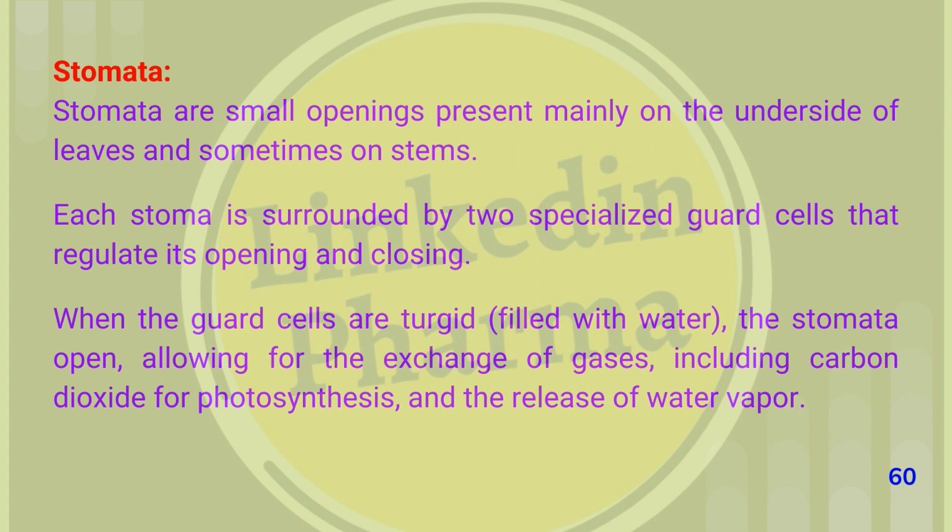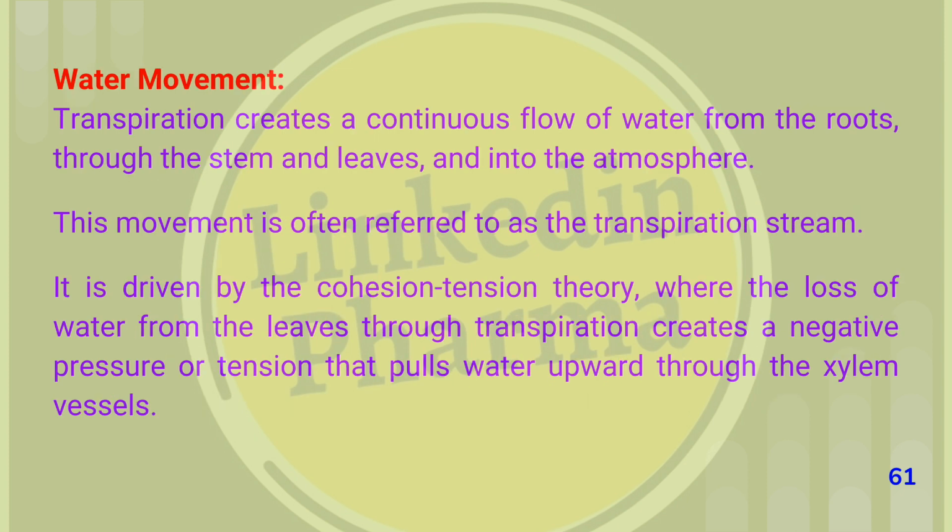When the guard cells are turgid, filled with water, the stomata open, allowing for the exchange of gases, including carbon dioxide for photosynthesis, and the release of water vapor. Water movement. Transpiration creates a continuous flow of water from the roots, through the stem and leaves, and into the atmosphere. This movement is often referred to as the transpiration stream.